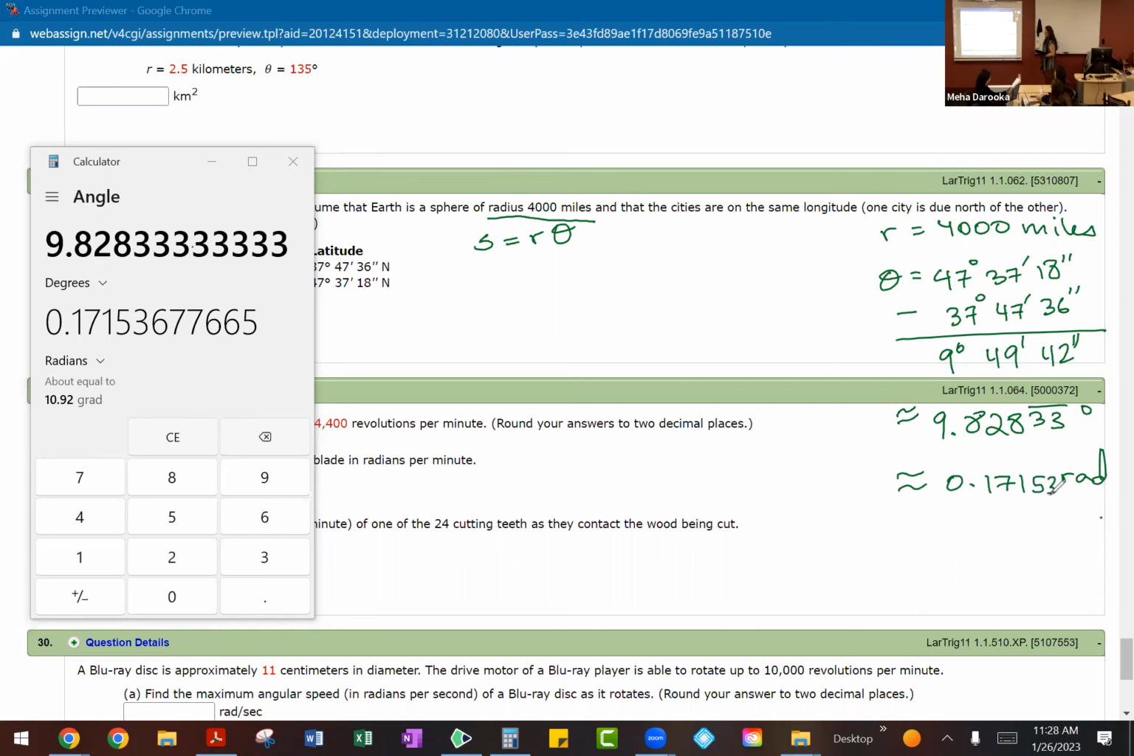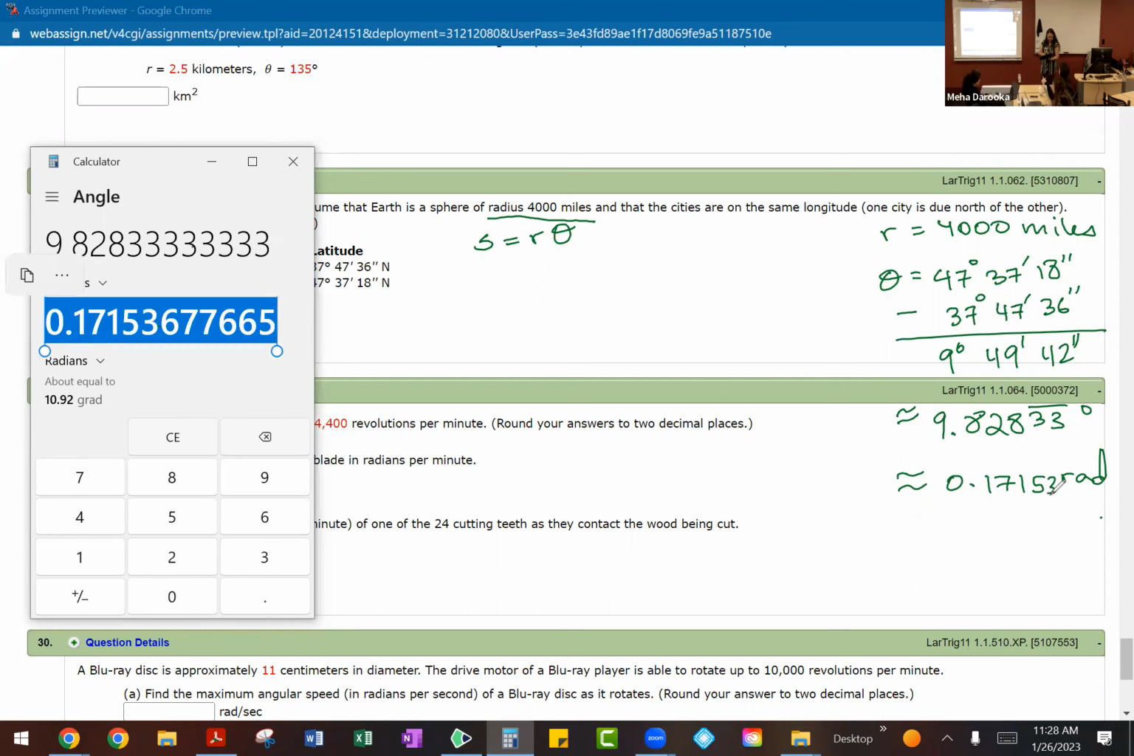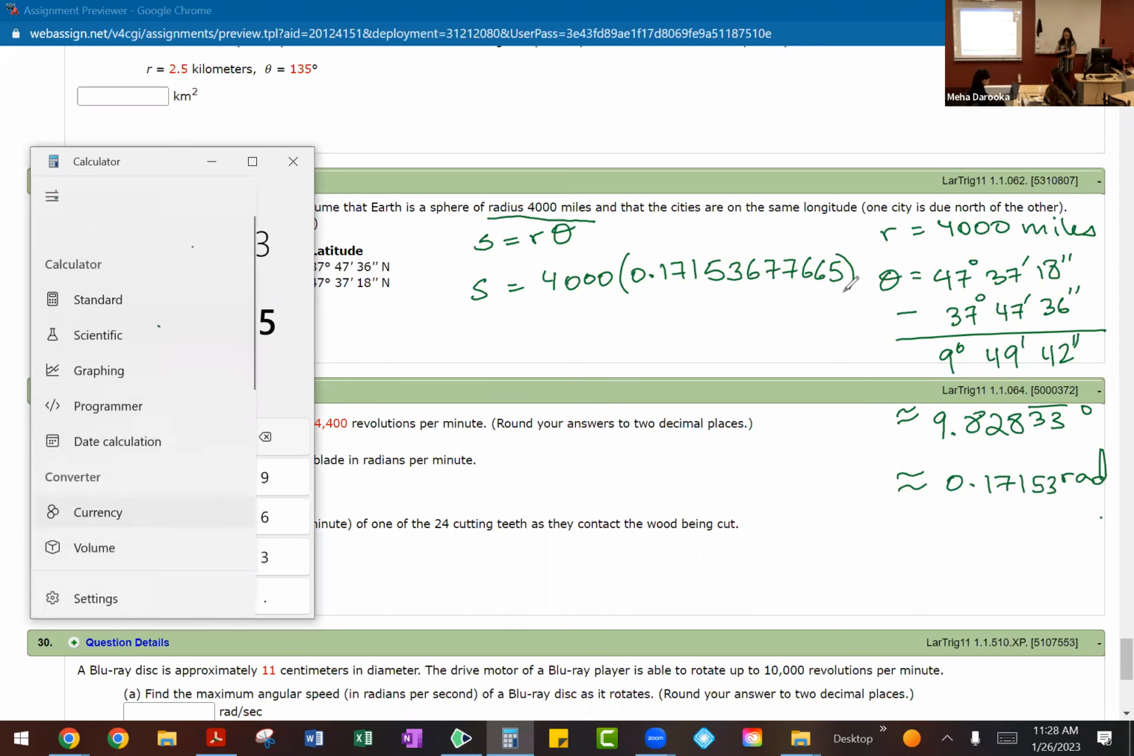Whatever else those numbers are, I'm actually going to leave that on my calculator, because then we can use that for our calculation with our arc length. So now that you have your radius, which we already had at 4,000 miles, and you have your angle in radians, 0.17153677665, keeping all those decimals, you should just be able to multiply those numbers, and it should give you your arc length.